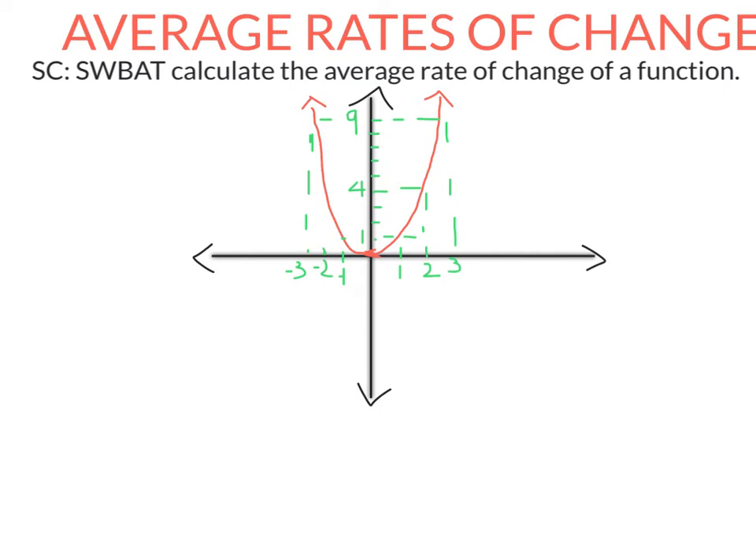Thank you so much for tuning into this video on average rates of change of a function. Now, this idea is not new to you. The rate of change of a function is just its gradient, and you've been calculating that for years. So you're used to seeing the gradient as the rise over the run, but we're going to look at it slightly differently here. So both of these things say exactly the same thing.